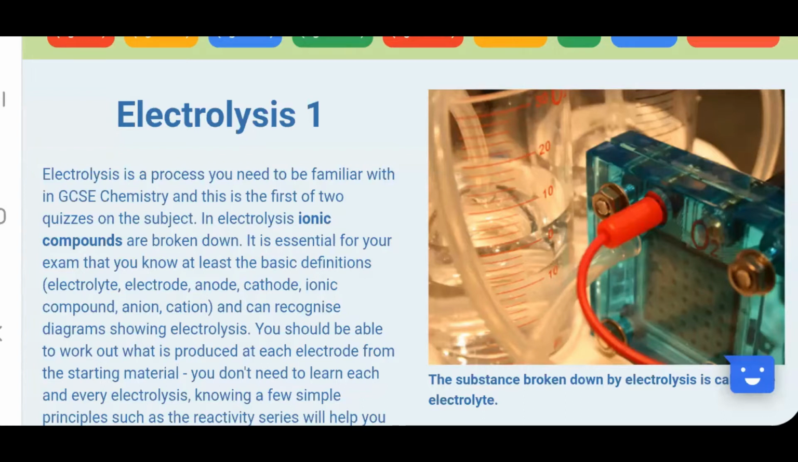Here it says that electrolysis is a process you need to be familiar with in GC chemistry, which is the same as CSEC chemistry. And this is the first of two quizzes on the subject. So you have a quiz basically.